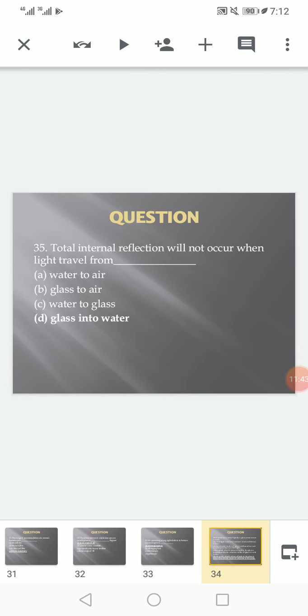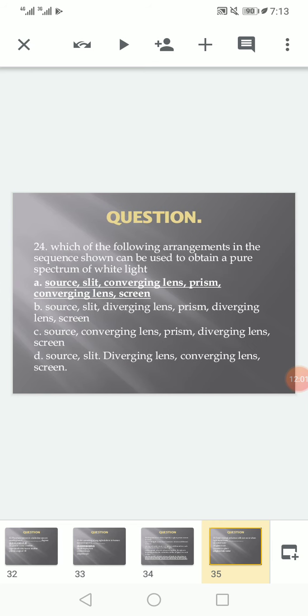35 says total internal reflection will not occur when light travels from water to air, glass to air, water to glass. It will not occur when light travels from glass into water.